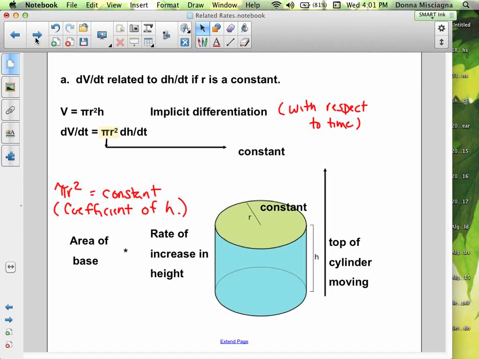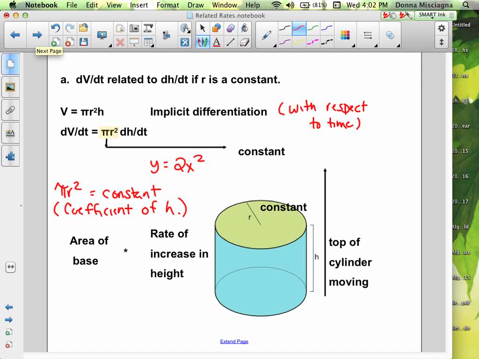All right, so here dV/dt is related to dh/dt if r is a constant. If r is a constant, it's no longer a variable I have to differentiate. It becomes a coefficient of h. Just like if I was differentiating y equals 2x squared with respect to x. I'd have dy/dx equals, I would just multiply. I'd take the derivative of x squared, which is 2x, and multiply it by 2. It'd be 2 times 2x, which is 4x.